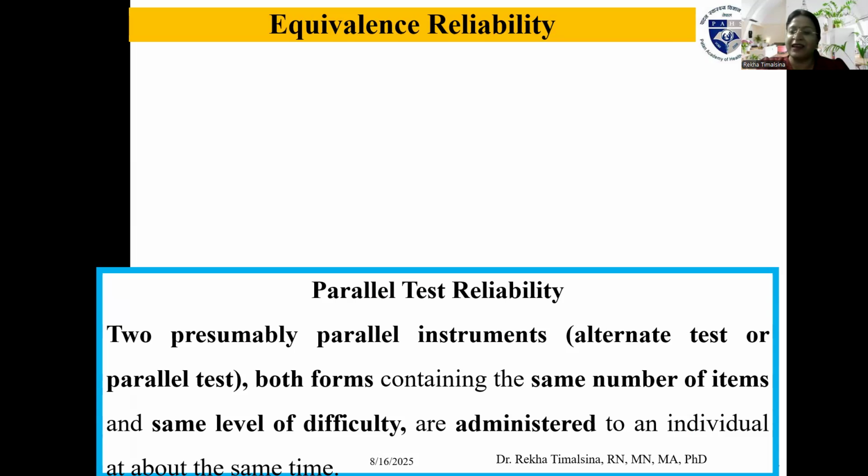In some cases, different instruments can be used to measure the same construct. For example, anxiety could be measured through physiological indicators such as pulse, blood pressure, and sweating, and the extent to which these measures agree provides an estimate of equivalence reliability.